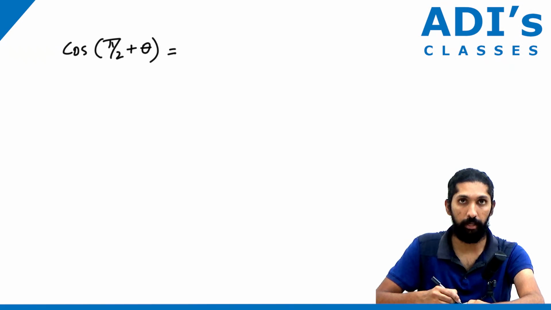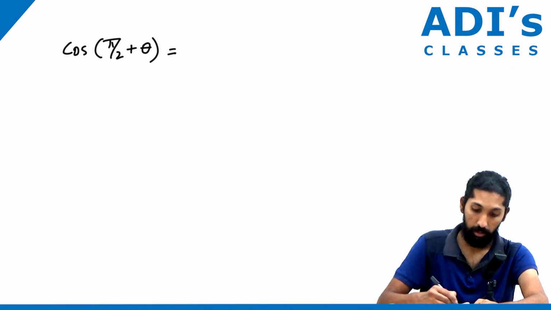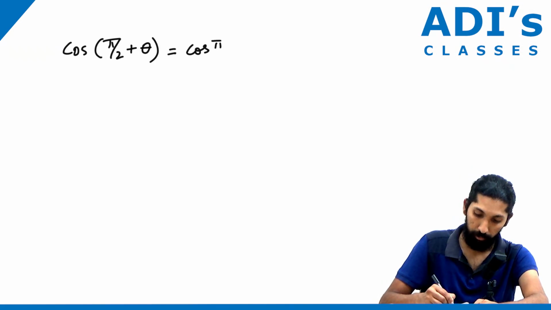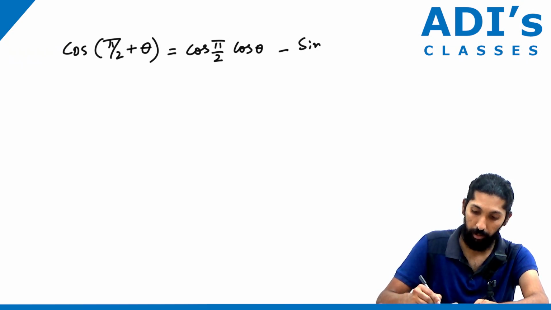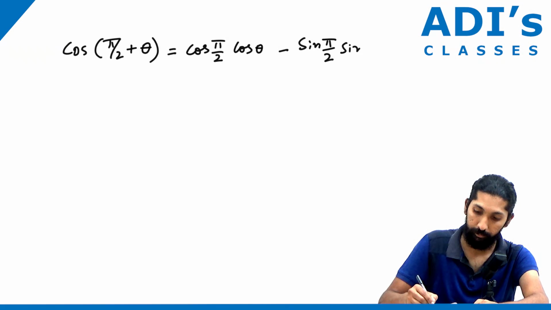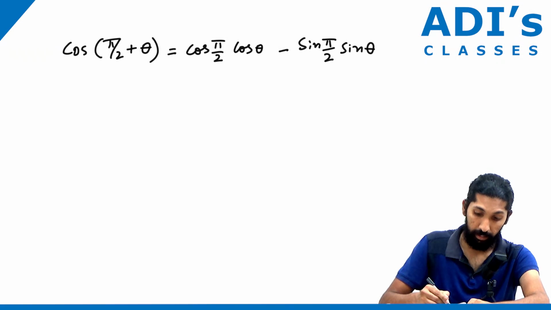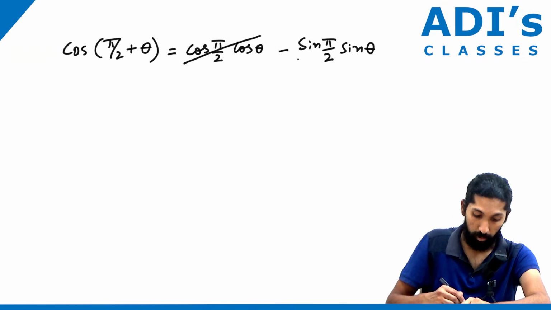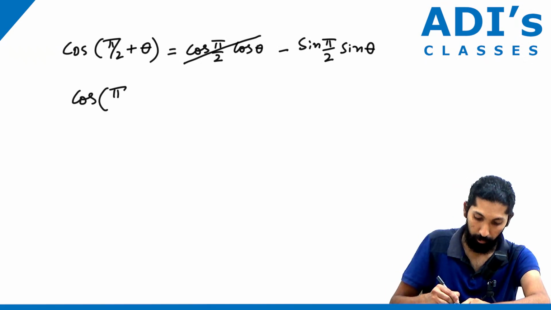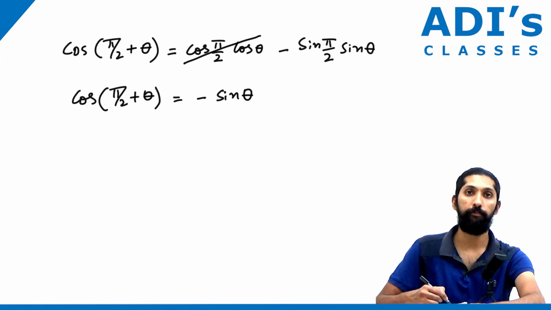What is cos of x plus y? Cos x cos y minus sin x sin y, right? So this is going to be cos pi by 2 cos theta minus sine pi by 2 sine theta. What is cos pi by 2? 0. That means this entire term becomes 0. Sine pi by 2 is 1. So you get cos of pi by 2 plus theta is equal to minus sine theta. See, easily we'll get the value.